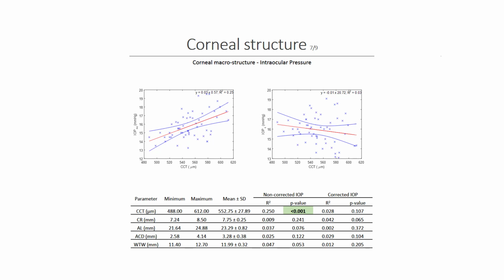Considering the macrostructure, central corneal thickness was the only parameter which presented a significant correlation with the non-corrected intraocular pressure. These results are in agreement with the studies shown in literature.